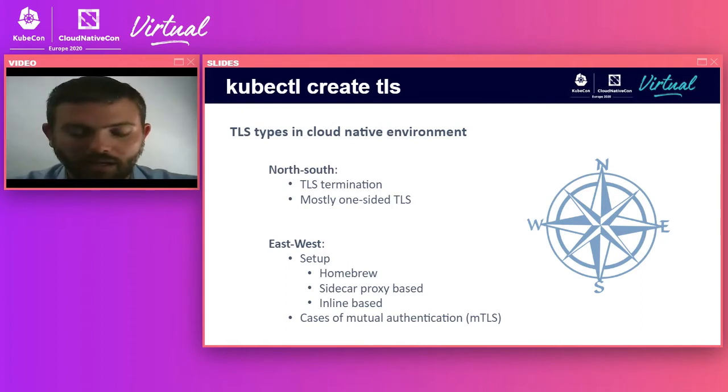There are three examples which I brought of how to do an east-west setup. One, which I called homebrew, is taking existing applications and adding TLS to them, which is pretty complex from the operational point of view, because we have to manage every service with its own private keys and certificates, which is a big fuss.